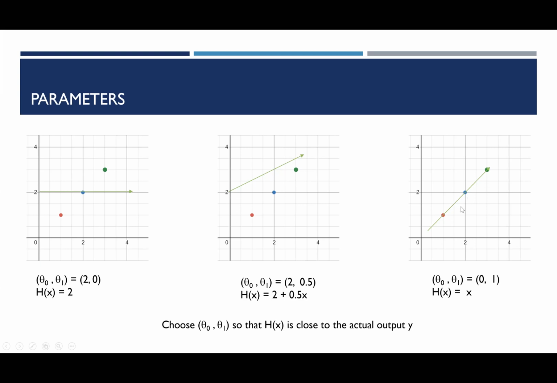And then finally, you have for this data set the h of x which fits this data set the best, which is theta 0 equals 0, while theta 1 equals 1. So you have a nice line that fits the data values perfectly. And the goal for linear regression is to choose theta 0 and theta 1 so that h of x is close to the actual output y.